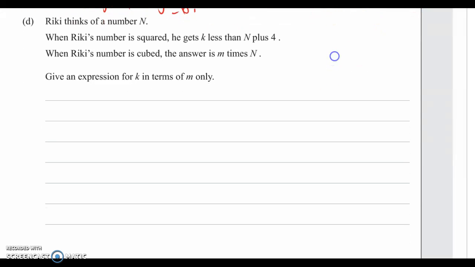Okay. One more for this one. Ricky thinks of a number n. When Ricky's number is squared, he gets k less than n plus 4. So I need to add k to make it equal to n plus 4.